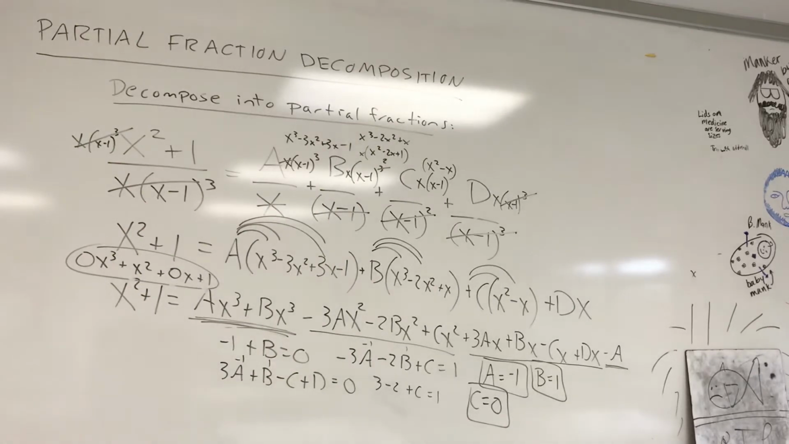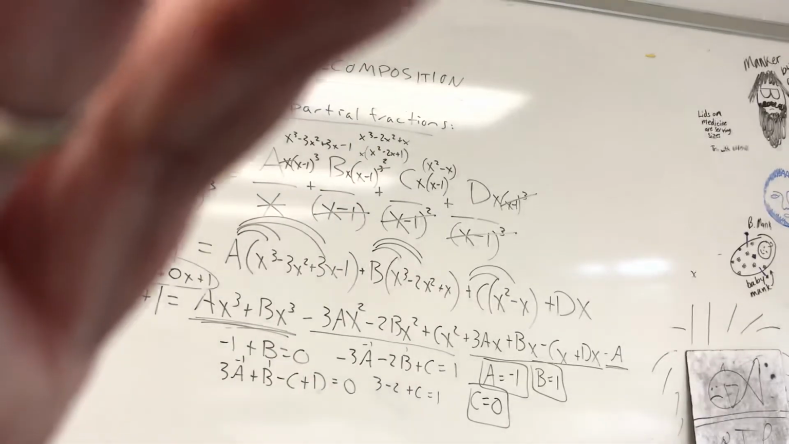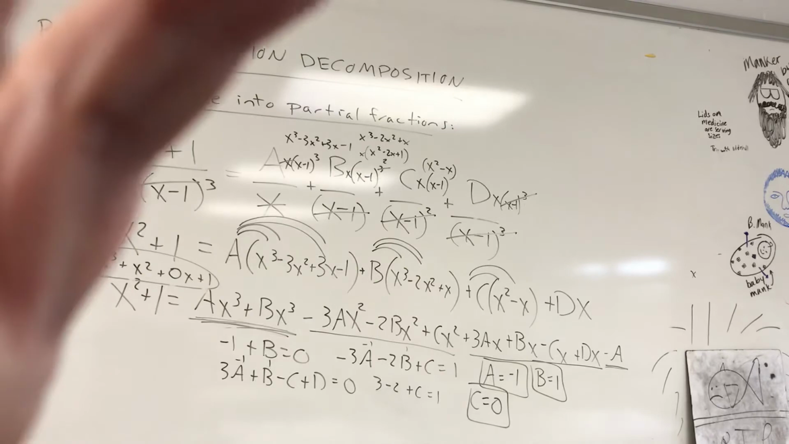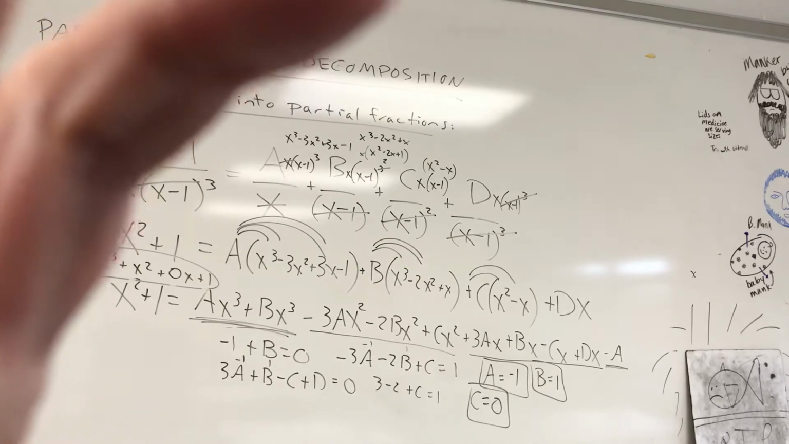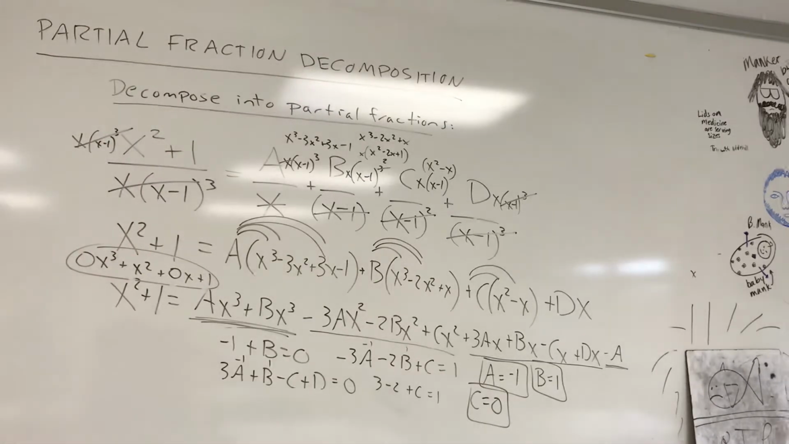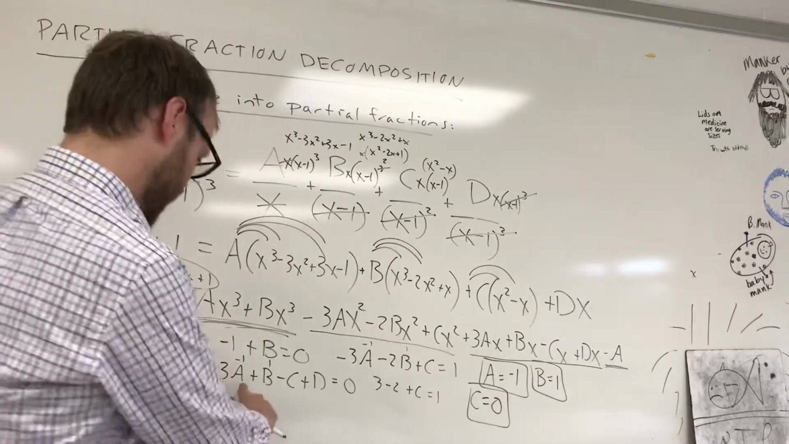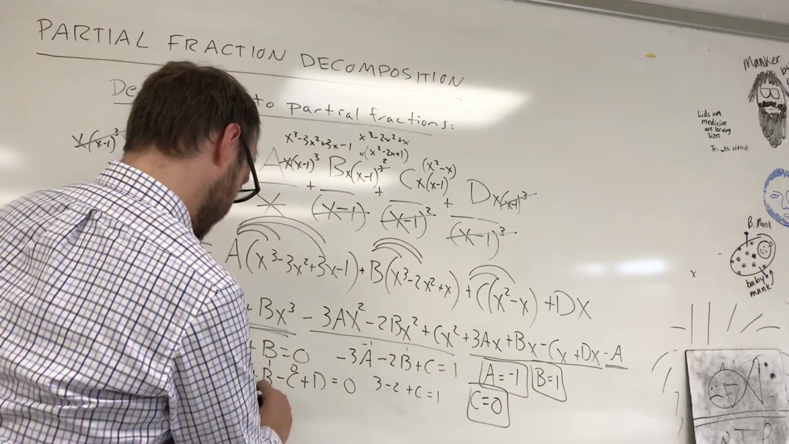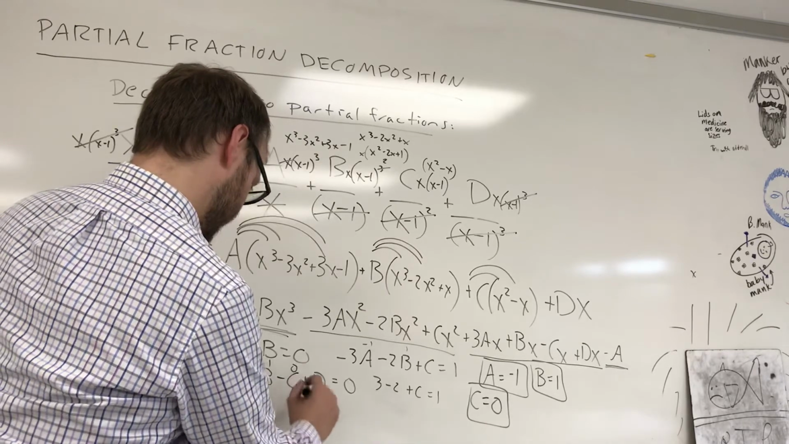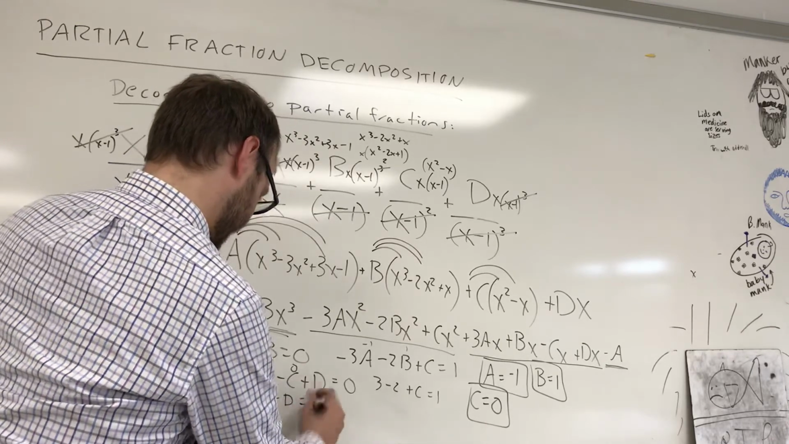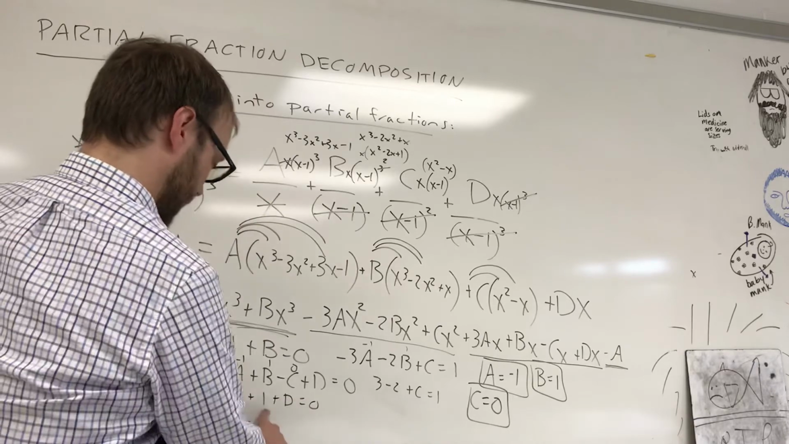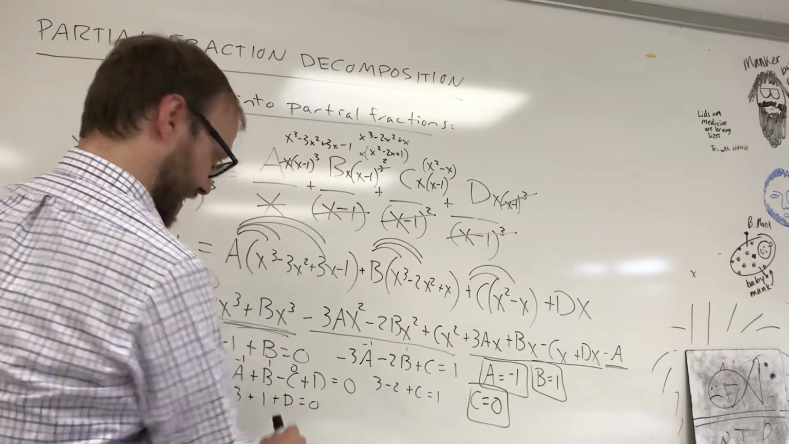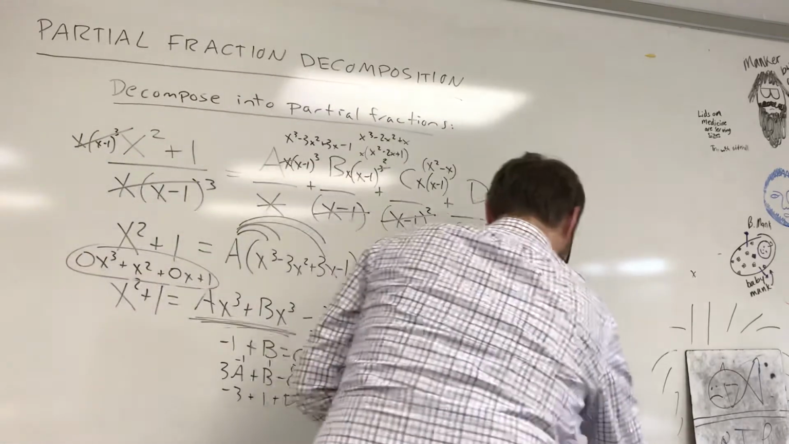I should be able to find my d value now. We can put it back into here. If c is 0, that's going to be negative 3 plus 1. There's no c, plus d is equal to 0. Negative 3 plus 1 is negative 2. That means d is going to need to equal 2.